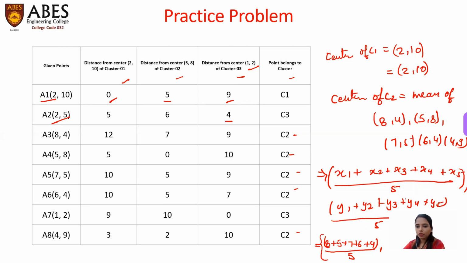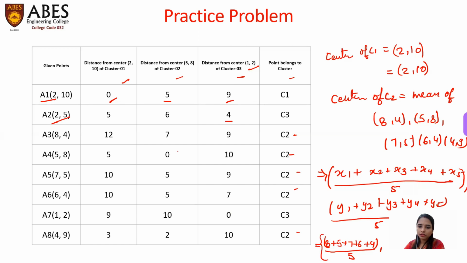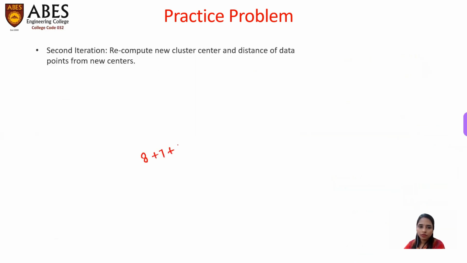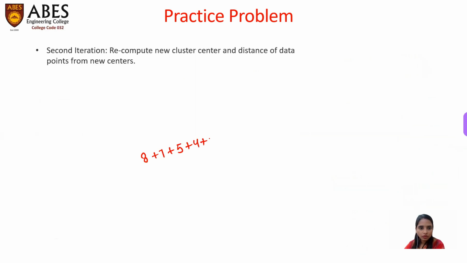I will write it on the next page. Okay. 8 plus 7 plus 5 plus 4 plus I have left 6. 6 also. We will add 6 also. Divide by 5, comma.